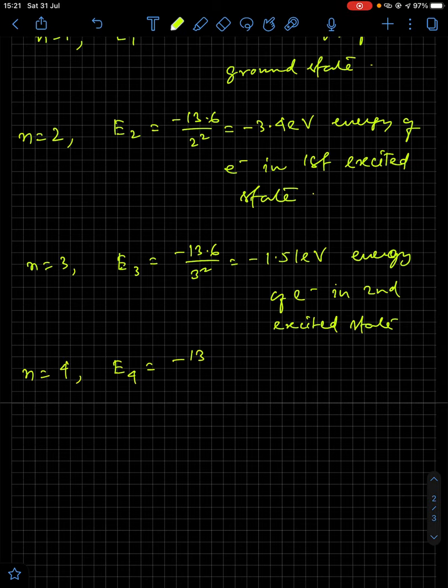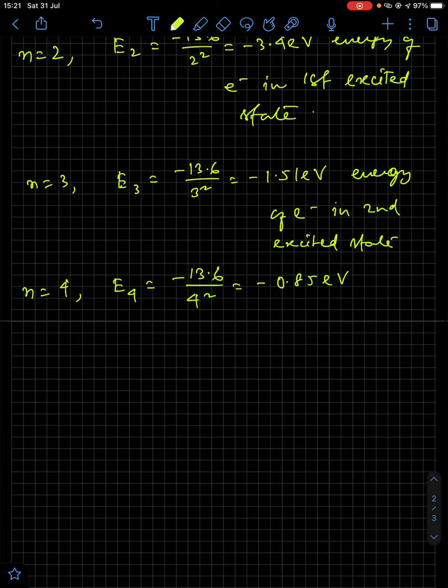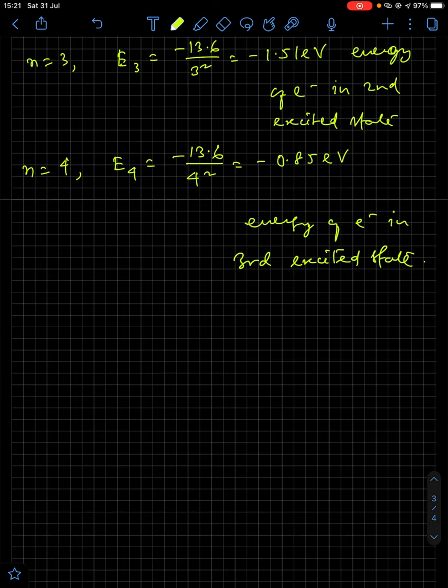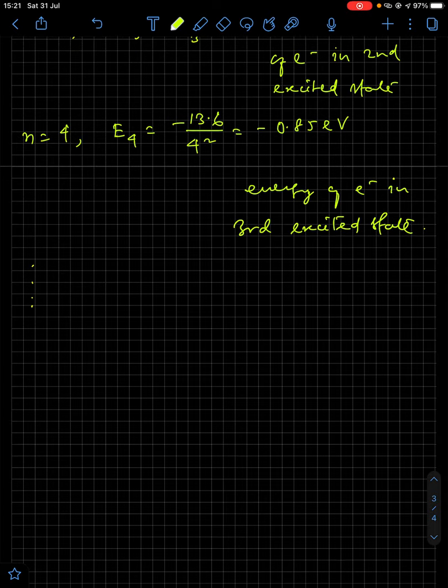E4 equals minus 13.6 divided by 4 square, that is 16. This will get you minus 0.85 electron volt. This is energy of electron in third excited state. Alright, so you can try out for 5, 6, etc.